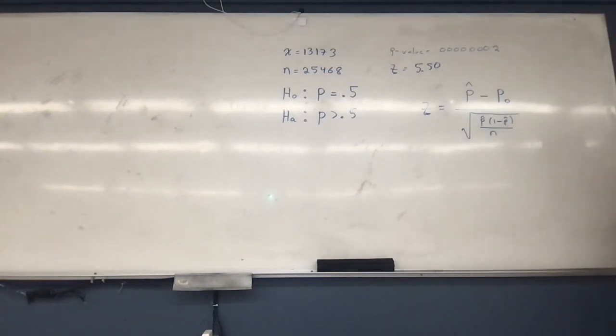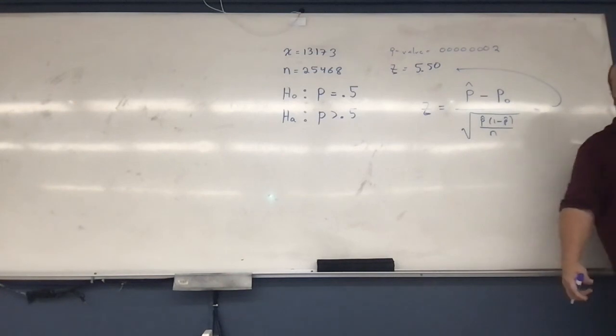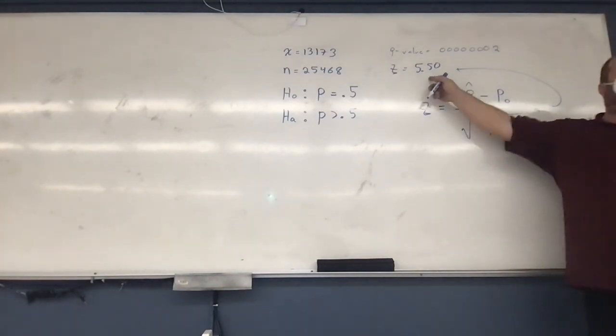So, what do we get? What did my calculator give me? 5.5. 5.50. Nice, guys. Hey, we're 1 for 10 now. Good. So it gives us the same z-score. Why do it by hand? The calculator gives it to us. How do I get the p-value once I have 5.50?